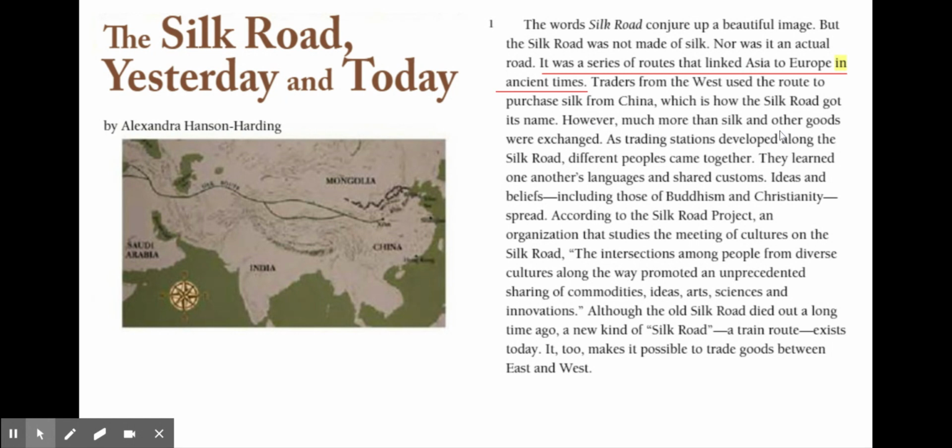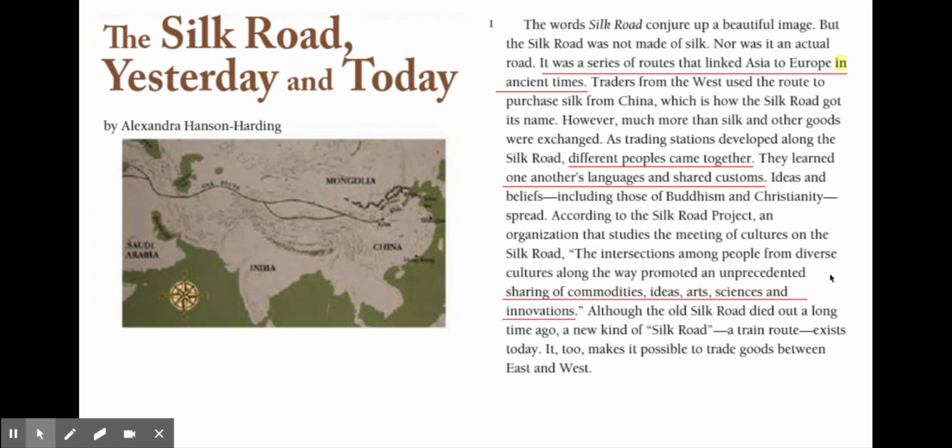However, much more than silk and other goods were exchanged. As trading stations developed along the Silk Road, different people came together. They learned one another's languages and shared customs. Ideas and beliefs, including those of Buddhism and Christianity, spread. According to the Silk Road Project, an organization that studies the meeting of cultures on the Silk Roads, the intersections among people from diverse cultures along the way promoted an unprecedented sharing of commodities, ideas, arts, sciences, and innovations.